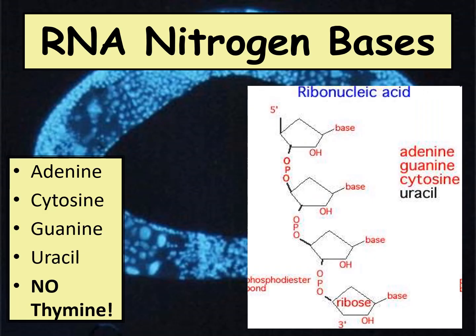Now, RNA is a little bit different. So RNA has the nitrogen bases adenine, cytosine, guanine, and uracil. Notice that there is no thymine involved in RNA. Okay, so they still have 4 nitrogen bases. It's A, C, G, and U. There is no thymine.